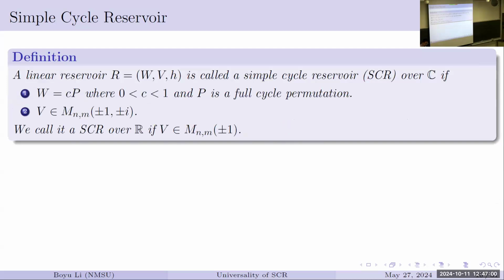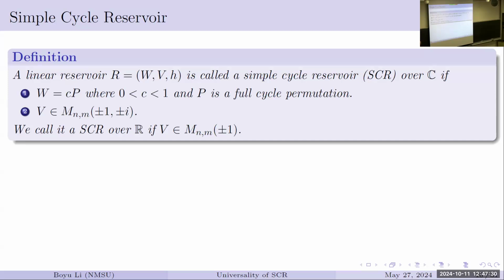So the simple cycle reservoir is one where W is a multiple of this full cycle permutation. You have some constant in it because its operator norm needs to be less than 1, so D is going to be its operator norm. But the idea is you have this cycle structure, given by P. This is the minimum you can get. You cannot get lower than that. If you get lower than that, you start to lose memory, and your matrix is no longer full rank.